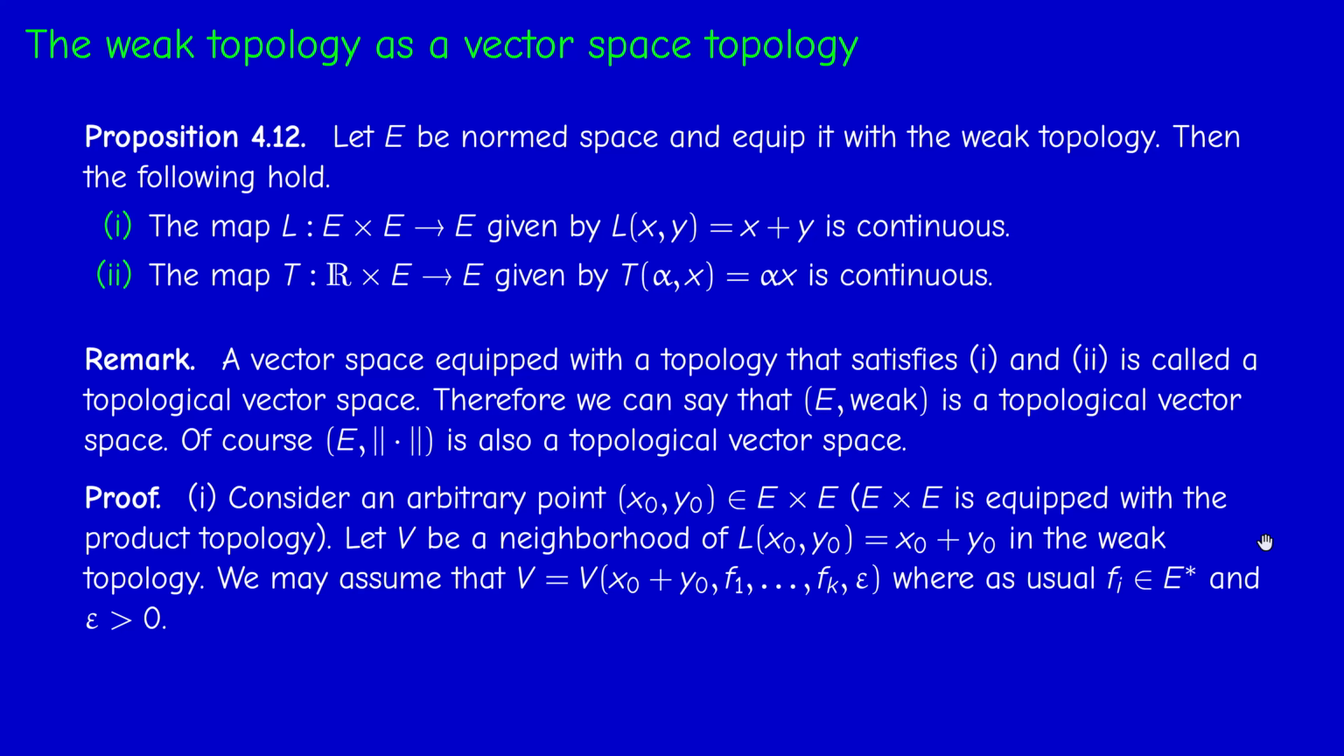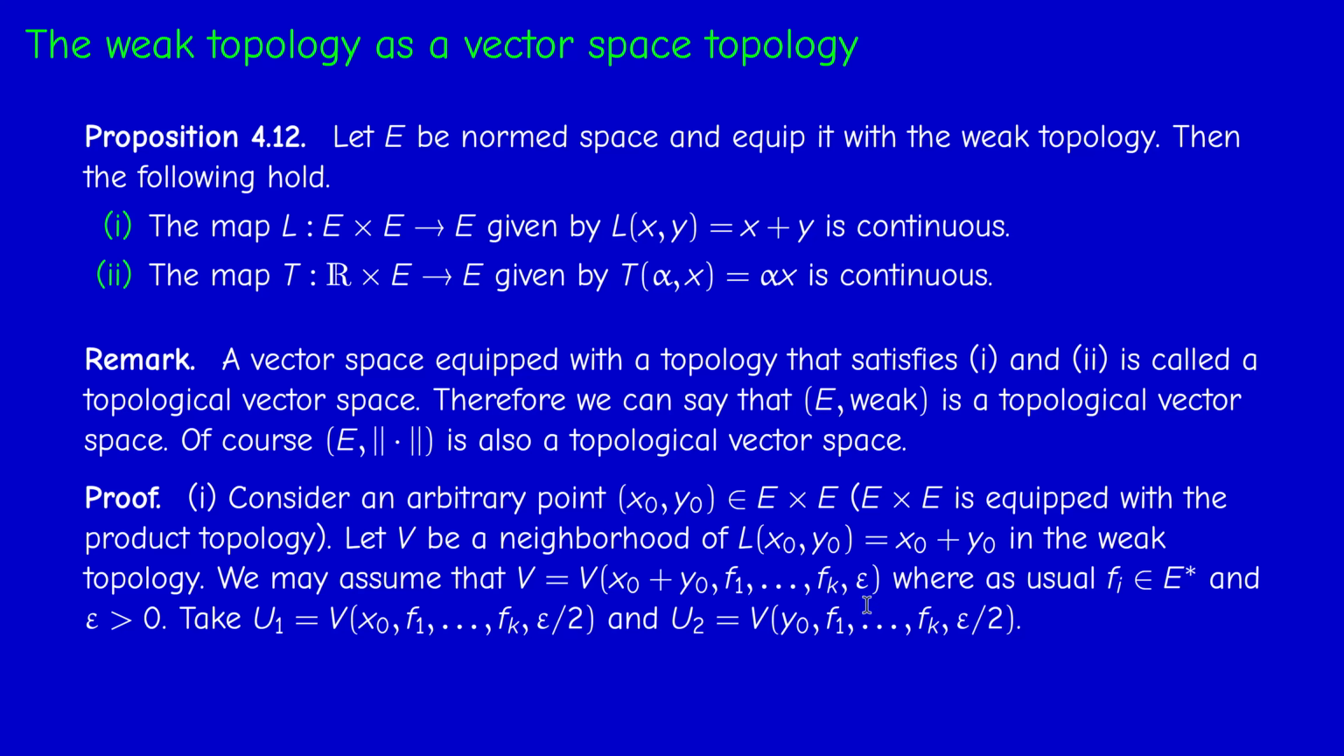Okay, so we have finitely many elements in the dual such that V is of this form. Now I take U1 to be the set V of x0, f1, ..., fk, the same fi's, but the radius is epsilon over 2. You can think of this as a ball. You can call it a weak ball if you like, but it has several centers and one radius.